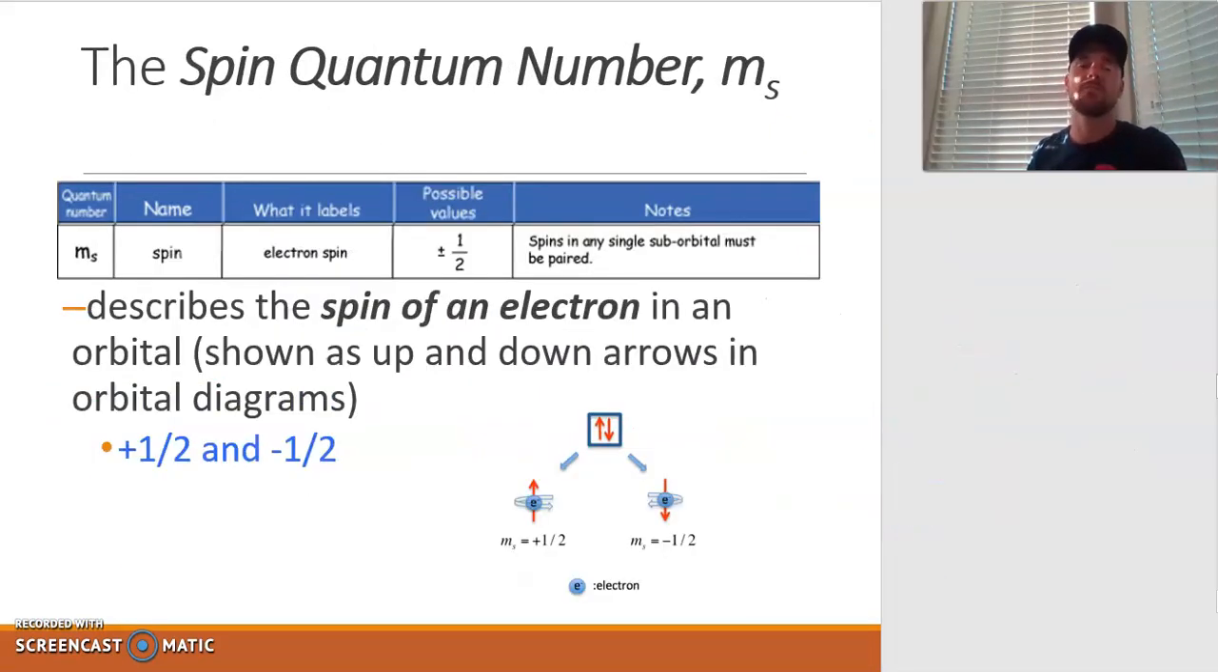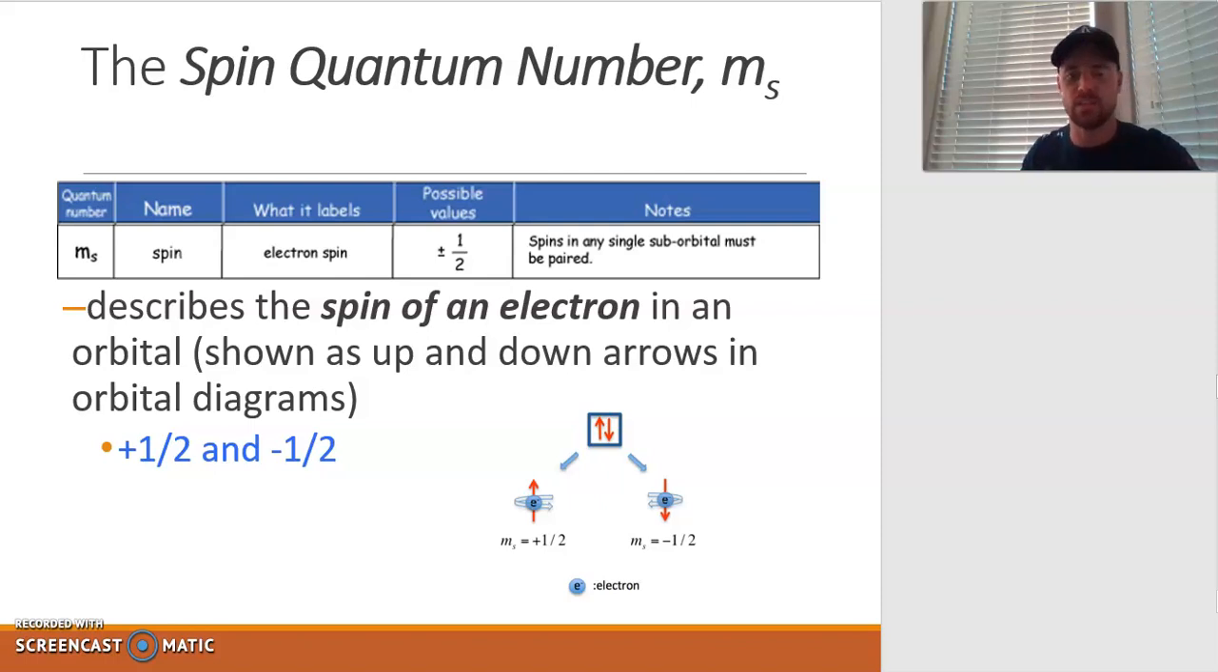The final quantum number. You have figured out what floor of the hotel we're on. We figured out what shape or room type. We've even narrowed it down to the specific room itself, or the specific orbital. And we know that 2 electrons are in that orbital. So the final quantum number, the M sub S, is the spin quantum number.